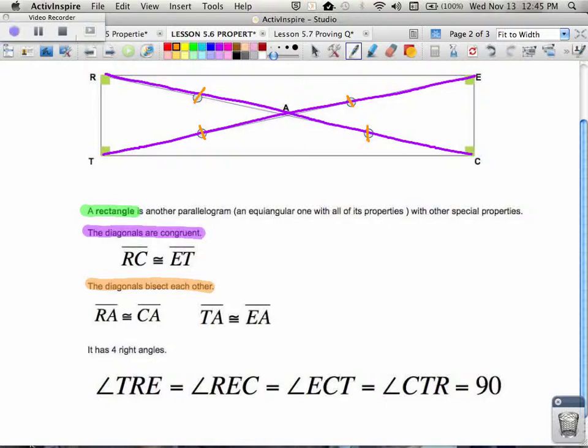And lastly, and probably the thing that people remember the most, is that the rectangle has 4 right angles. And you can see these 4 right angles in each of the corners. And these are the 3 extra special properties, in addition to all of the properties that are true of parallelograms. So a rectangle has, in addition to all the parallelogram properties, diagonals being congruent, diagonals bisecting each other, and 4 right angles.